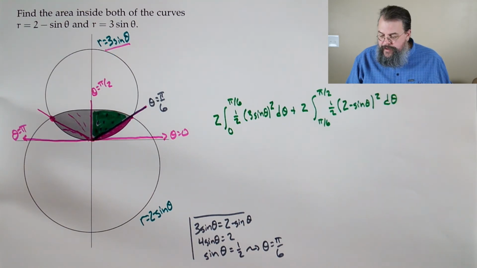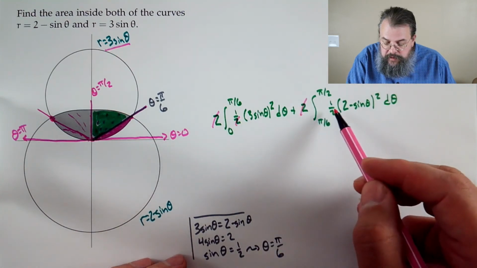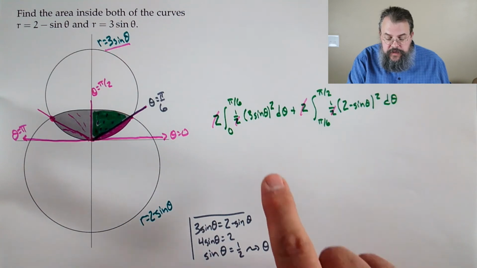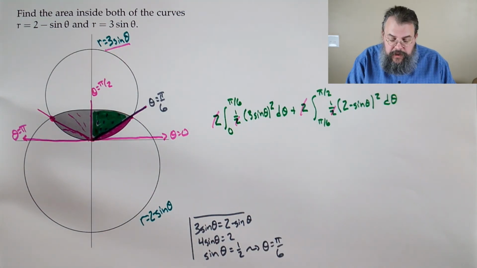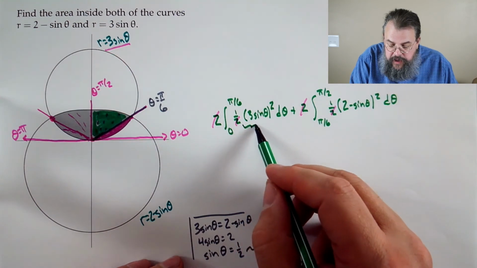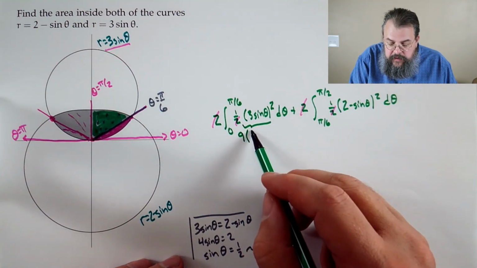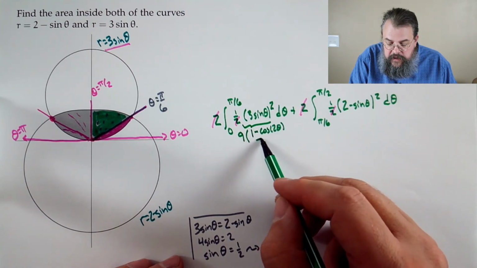Let's go through and carry this out all the way to the end to see what we get. The 2 and the half cancel in both of them, so that's good news for us. In the first term, we have the 9 sine squared. So we'll rewrite this part as 9, and the sine squared is (1 minus cosine 2 theta) over 2.